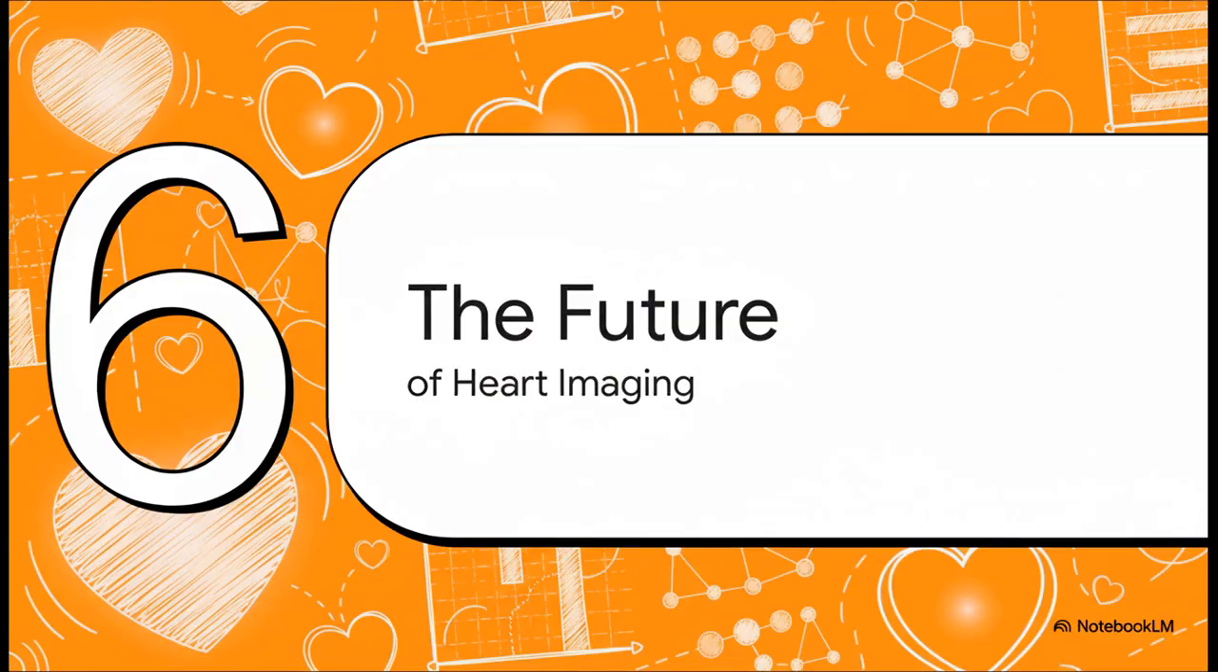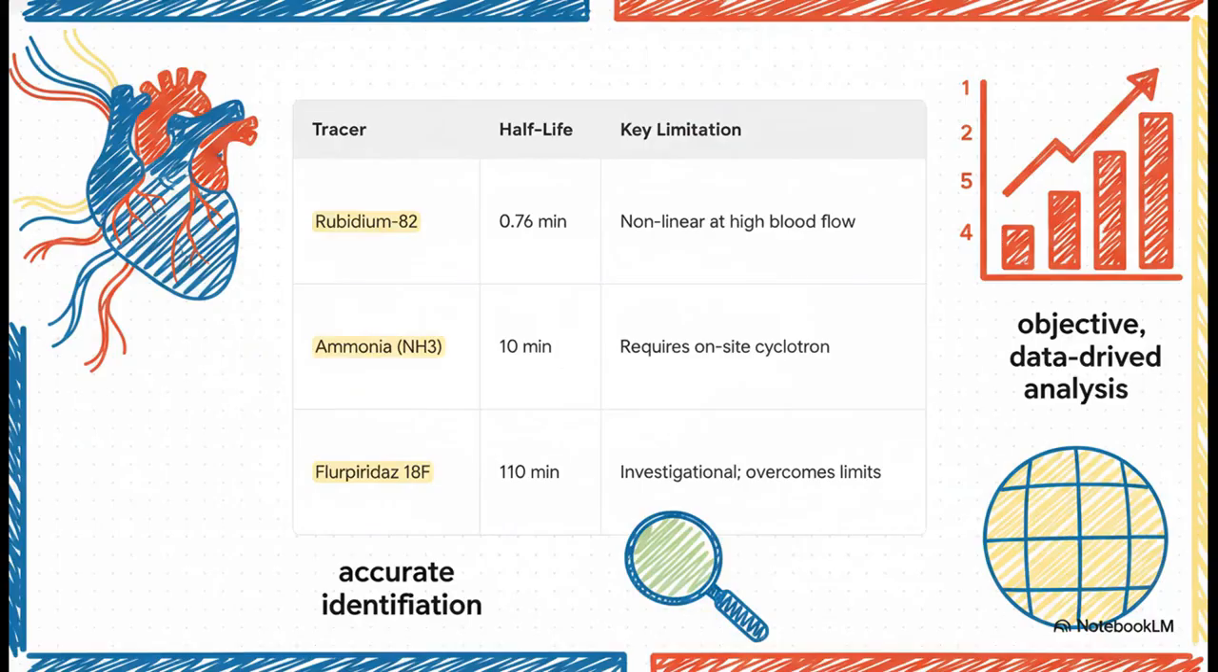So where does all of this lead? What's next for this incredible technology? Well, a big part of the future is in developing even better radioactive tracers. The ones we have now, like rubidium-82 and ammonia, they work well, but they have their limits. The new tracers coming down the pipeline are being designed with longer half-lives and even better accuracy, which promises to make these powerful QPET scans even more precise and, hopefully, more widely available.